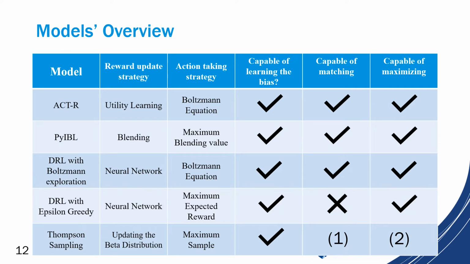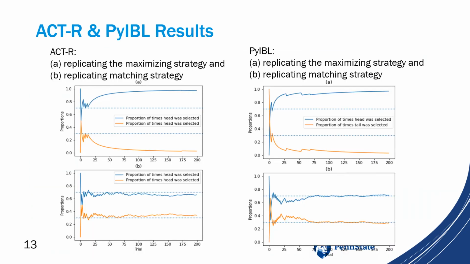So as we can see here, all these models are capable of learning the bias. However, whether or not they're capable of matching and maximizing is different from one model to another. The only important part to explain is that Thompson sampling first matches and then moves towards maximizing. Let's first analyze the results of ACT-R and PyBLE.